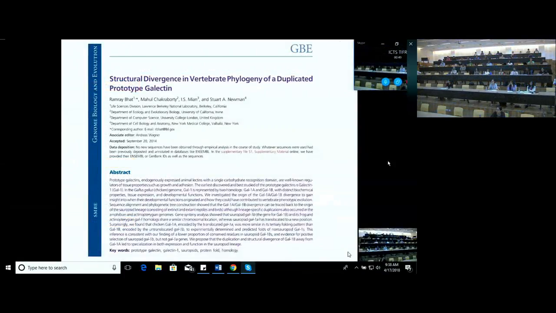So this is the paper that describes the phylogeny of galectin 1, which is a skeletogenic galectin. Okay, did it move?